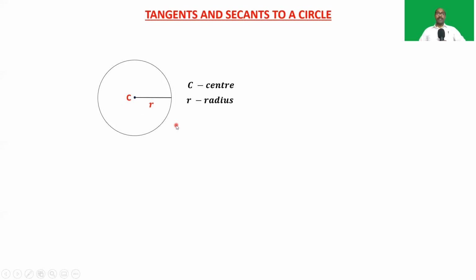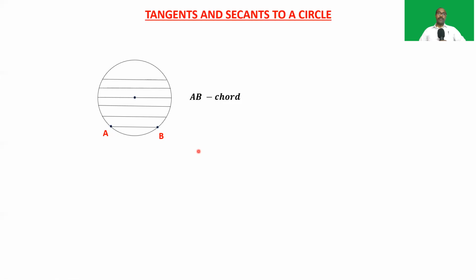Okay, students. And also, if A and B are any 2 points on the circle, then the line segment joining these 2 points is called a chord of a circle. Here, AB is the chord of a circle. Now, how many chords can we draw to a circle? So, here we are drawing many chords to a circle. In this way, we can draw infinitely many chords to a circle.